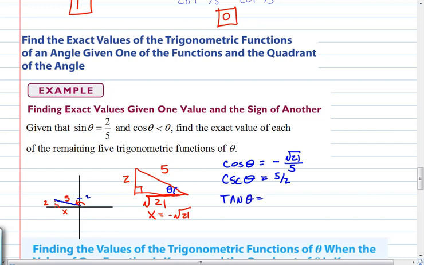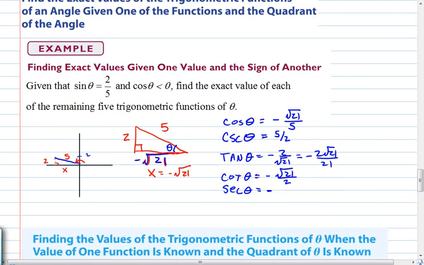Tangent theta is opposite over adjacent. Remember, this is a negative square root of 21 here. So that's going to be a negative 2 over the square root of 21. But that'll rationalize into negative 2 square roots of 21 over 21. Cotangent is negative square root of 21 over 2. And what am I missing? Secant. Secant theta, is that going to be positive or negative? Secant is the reciprocal of cosine, so that's going to be negative 5 over the square root of 21. But when you rationalize that, there you go.